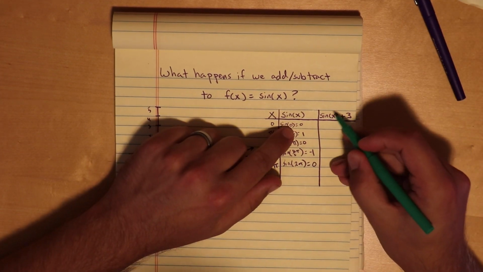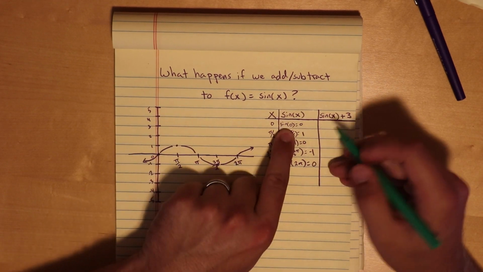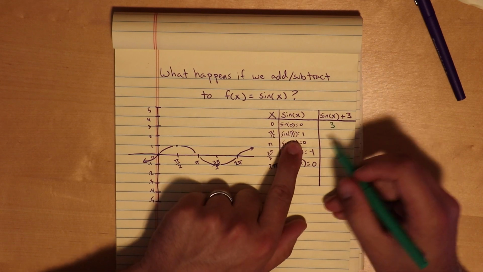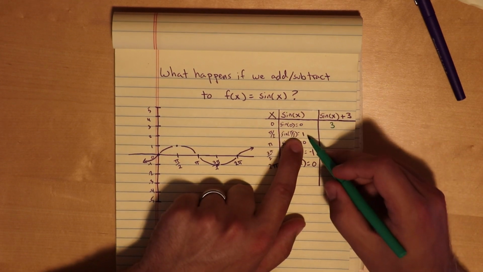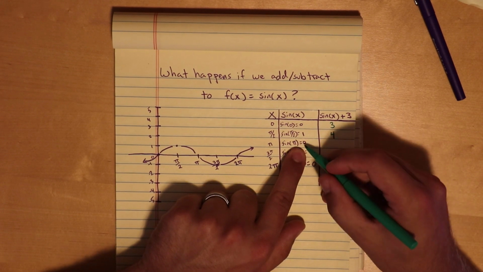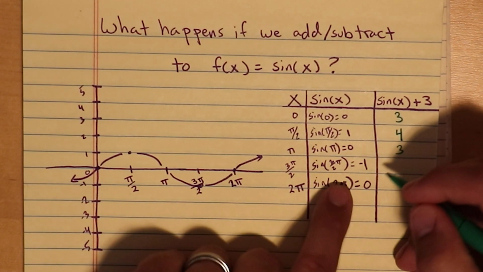So I'll take the value of sine of x at a location and then add 3. Sine of x at 0 is equal to 0, so it's going to be 0 plus 3, so I get 3. Now, sine of x at half of pi is 1, so 1 plus 3 is 4. Same thing here, sine at pi is 0, but when I add 3 to that, I get 3.